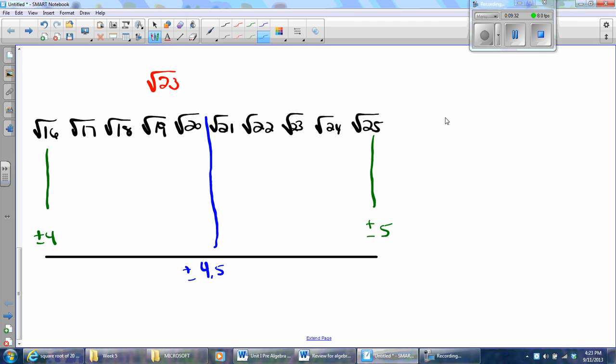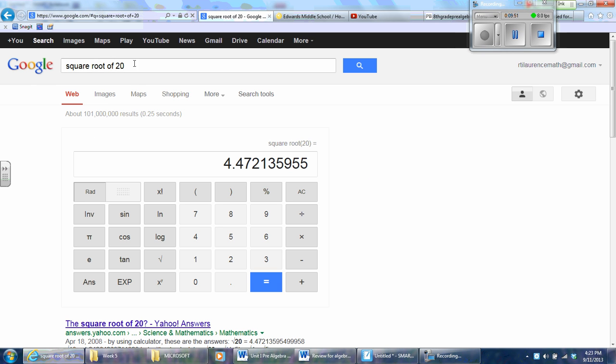All right, so now I need to find the square root of 23. 1, 2, 3, 4, 5. There's 5 pieces of data. This is going to be the middle. That's going to be plus or minus 4 3/4, right? Watch how close this is going to come out. This is so cool. I'm so excited.